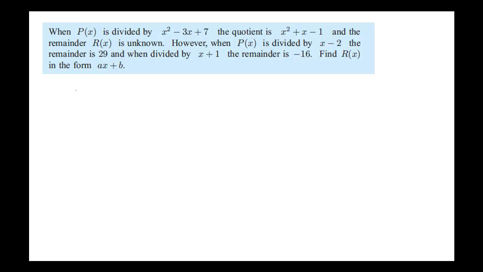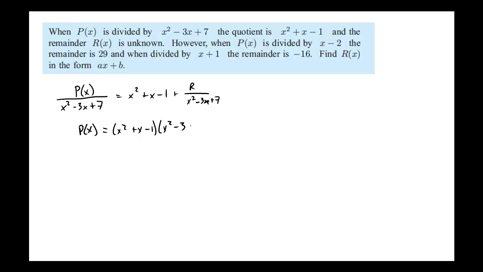So we're going to say that p of x divided by x squared minus 3x plus 7 equals x squared plus x minus 1 with a remainder of this, whatever it is, over x squared minus 3x plus 7, because minus would match the other side. Okay, now what does that mean? Well, that means that p of x, if I multiply both sides by the denominator, is equal to x squared plus x minus 1 times x squared minus 3x plus 7 plus r, right? Because the bottom would cancel out. Okay, so very nice, and it does have an r of x up there. Okay, so we're moving along.